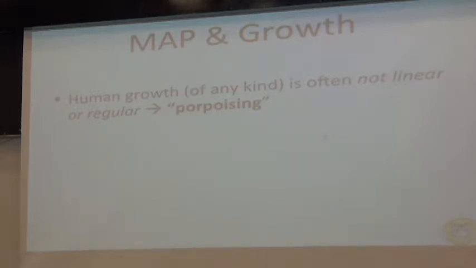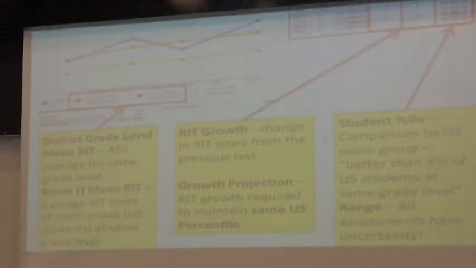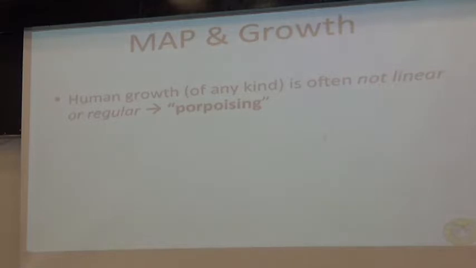But it would not be a straight line. And that's because human growth is very rarely linear. We shouldn't expect human growth to be linear. So again, when we look at the shape of this blue line, this is characteristic, and this is something we sort of jokingly call porpoising. Because they're going in, jumping out of the water, going back down into the water, jumping back out of the water. So this is something that we should expect. Human growth of any kind is not linear or regular. We call that porpoising. There's a picture of a porpoise.